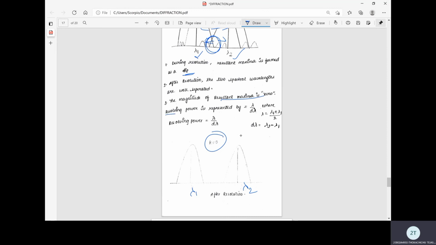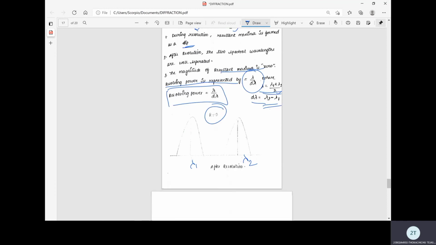Thus, resolving power is represented by lambda by d lambda, where lambda is the average of the wavelengths of these two overlapping colors, that is (lambda 1 plus lambda 2) by 2, while d lambda is the difference between these two wavelengths, that is lambda 2 minus lambda 1. So here we can simply write that resolving power equals lambda by d lambda.